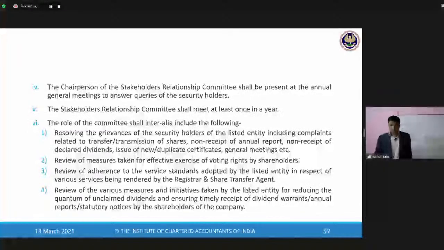So moving on to the role of the stakeholders committee.